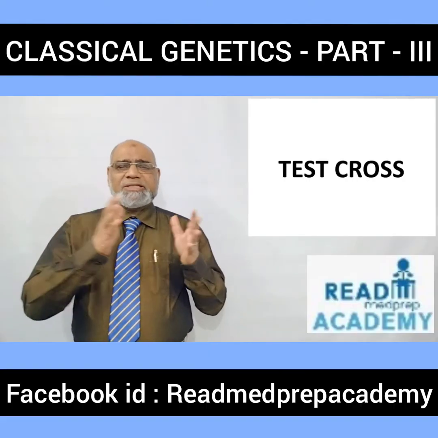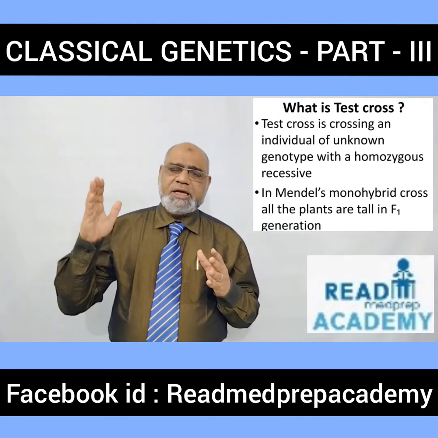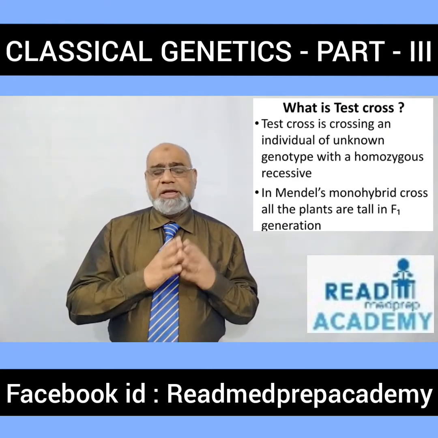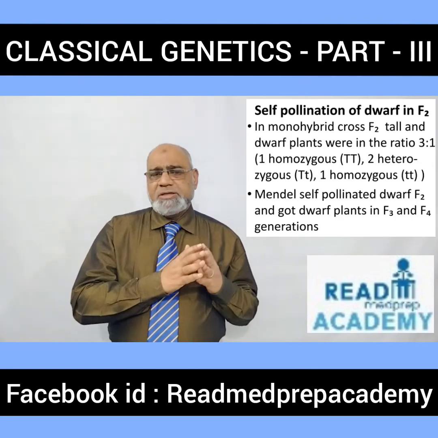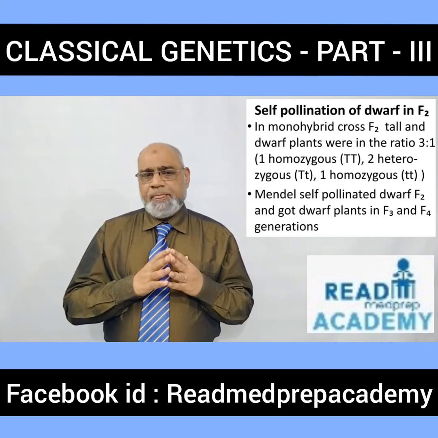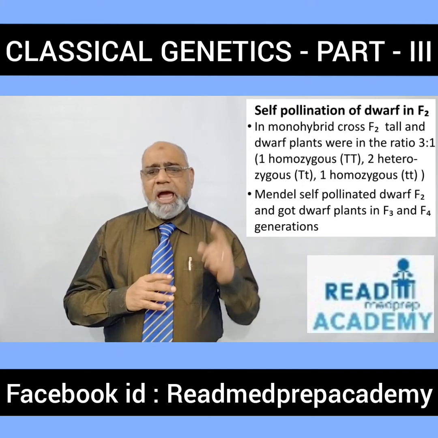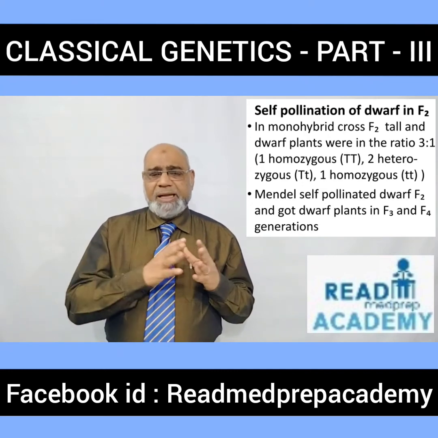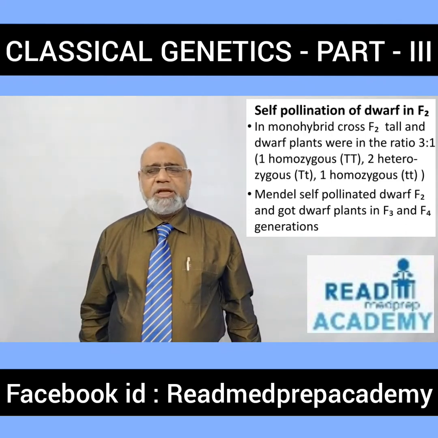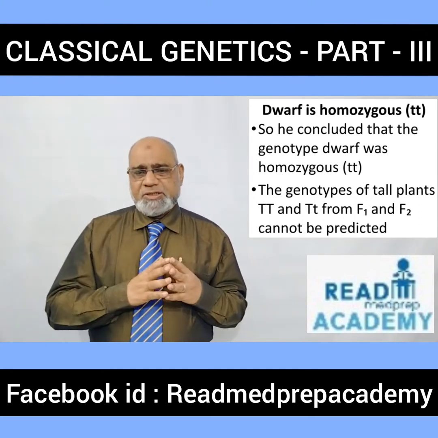Now, let us move on to test cross. Test cross is the crossing of an individual of unknown genotype with a homozygous recessive. In Mendel's monohybrid cross, all the plants are tall in the F1 generation. In the F2, tall and dwarf plants were in the ratio of 3:1: 1 homozygous capital T, 2 heterozygous capital T small t, and 1 homozygous small t. Mendel self-pollinated the dwarf F2 and got dwarf plants in F3 and F4 generations. So he concluded that the dwarf genotype was homozygous, small t.